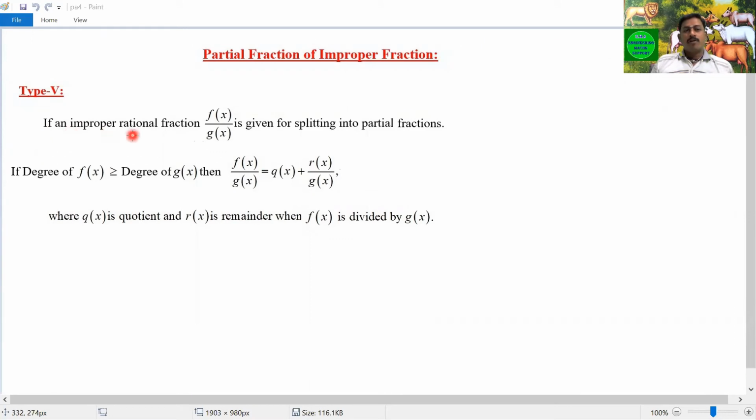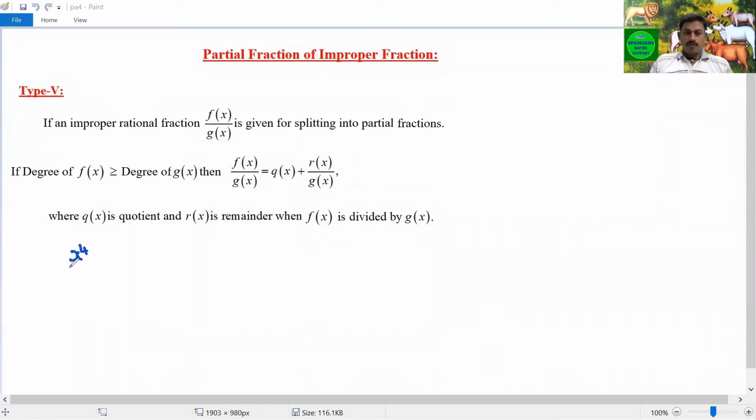Partial fraction of an improper fraction, we call it type 5. If an improper rational fraction f of x divided by g of x is given for splitting into partial fractions, in that case we have to write f of x divided by g of x equal to q of x plus r of x divided by g of x, where q of x is the quotient and r of x is the remainder when f of x is divided by g of x.